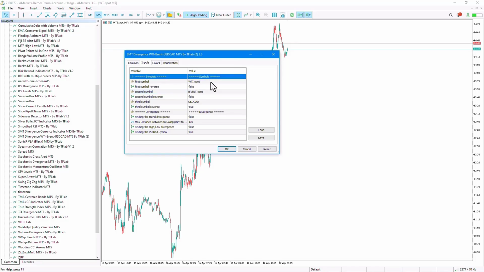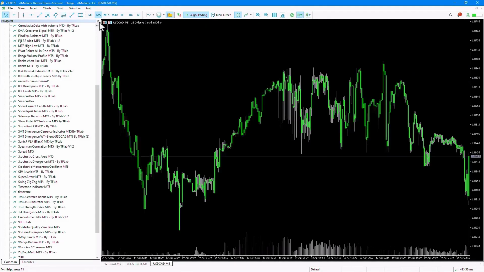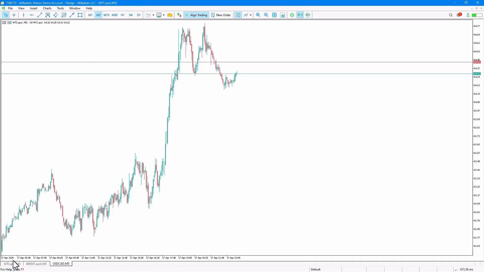Make sure to pay attention to this point. The symbol on which you run the indicator must be our first symbol in the indicator. Here my first symbol is WTI spot, and I have run the indicator on the WTI spot symbol. The next point to pay attention to is that the symbol we are going to execute must be included in our market watch. Here, all three of my symbols, namely WTI, Brent, and USD CAD, are included in the market watch, and then I run the indicator on the chart.